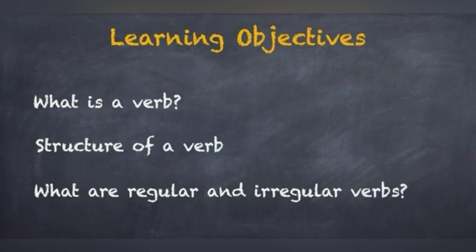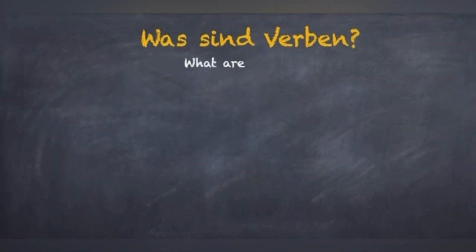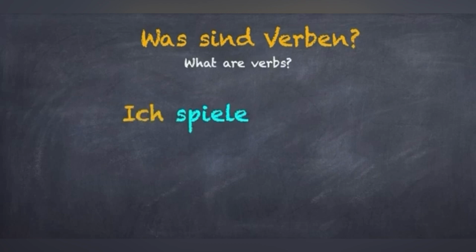We will first discuss what a verb is, followed by its structure. Finally, you will learn what regular and irregular verbs are. Coming to the first part. What is a verb? Was sind Verben?